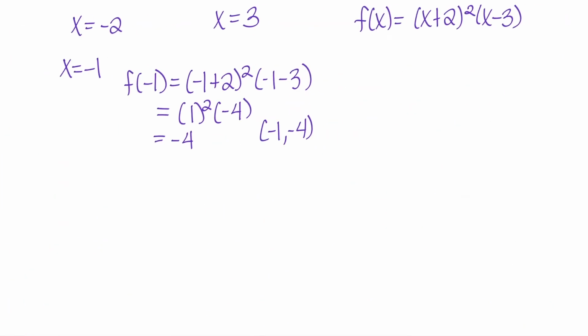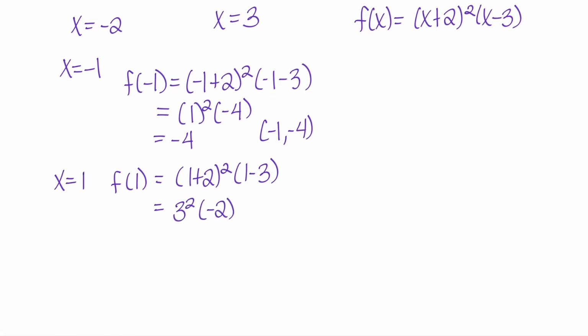And then just to make sure, I'm just going to plot an additional point. So another point that's in between these two values would be like x equals 1. So we have f of 1, and that equals (1 plus 2) squared times (1 minus 3). So it never hurts to plot some extra points, just because it'll give you an idea of what the graph is supposed to look like. So we have 1 plus 2 squared, so that's going to be 3 squared times 1 minus 3, which is negative 2. So 3 squared is 9. We have 9 times negative 2, which is negative 18.